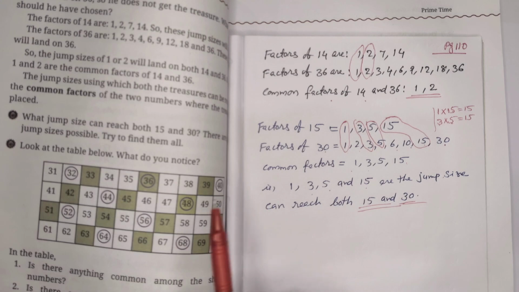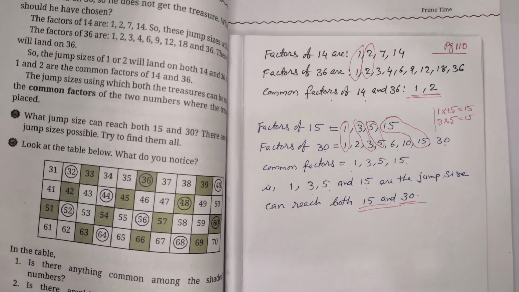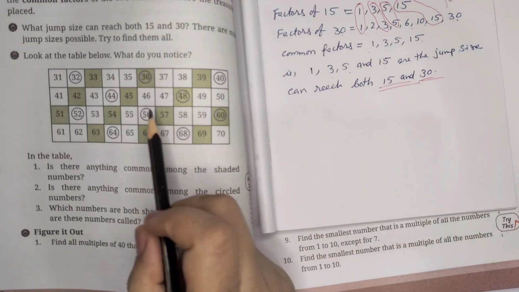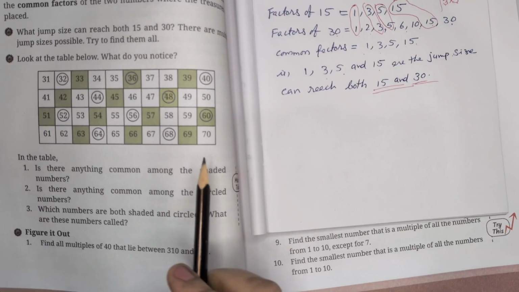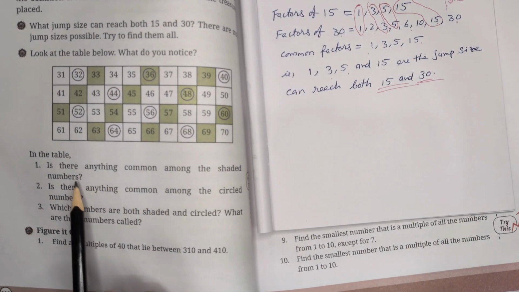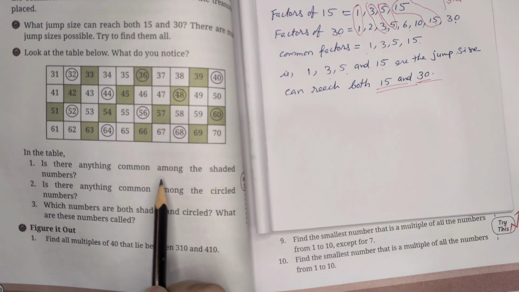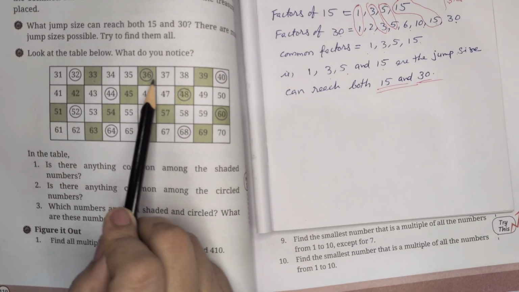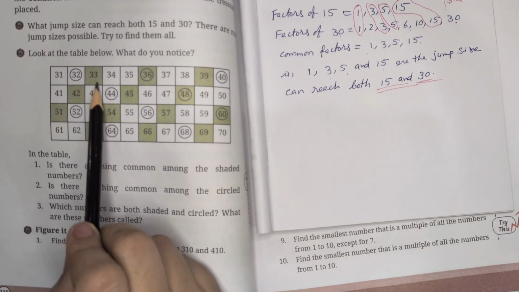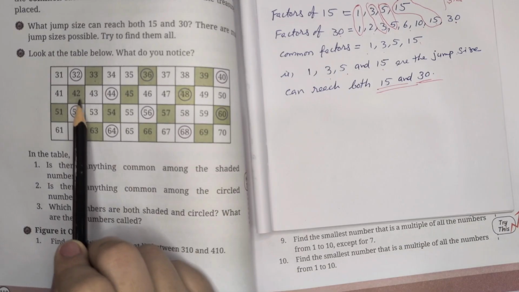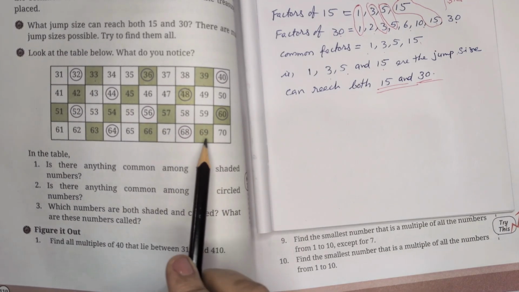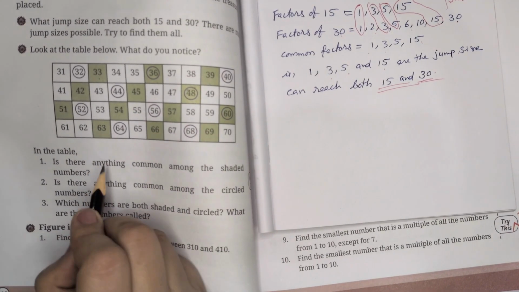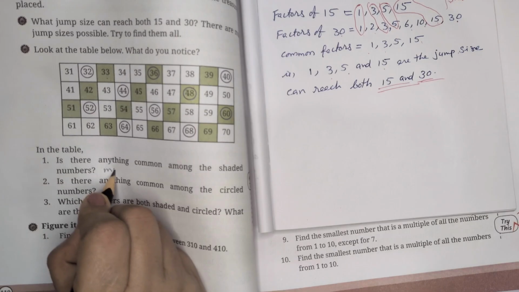Now look at the table below. What can you notice? Here 31, 32, 33, etc. up to 70. In the table, is there anything common among the shaded numbers? The shaded numbers, we can see, are multiples of 3: 33, 36, 39, 42, 45 up to 69. So that we can write as multiples of 3.